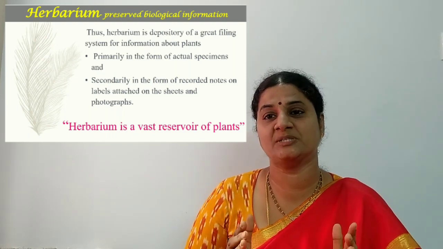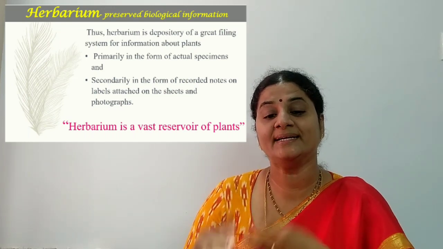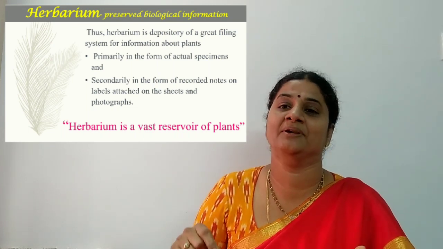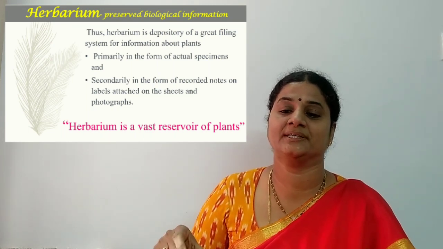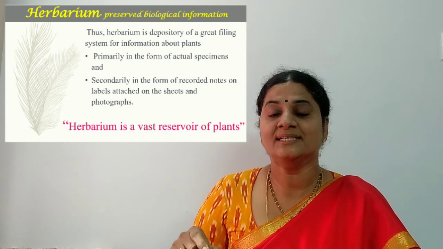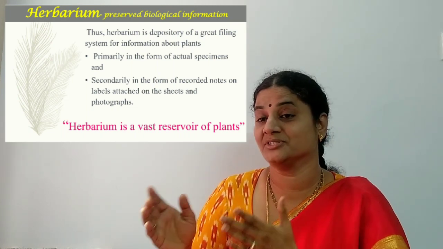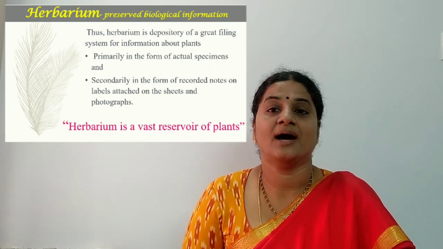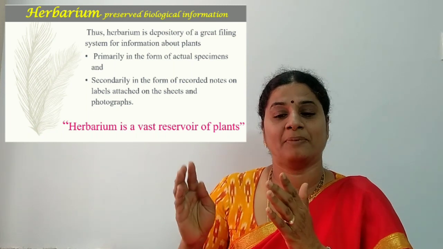The direct specimens act as a direct source. Indirectly, the notes written on the sheet label and the photographs attached act as secondary sources for identification. The plant material that we collect, we dry and press against a sheet. That plain sheet, usually handmade, is also known as herbarium.